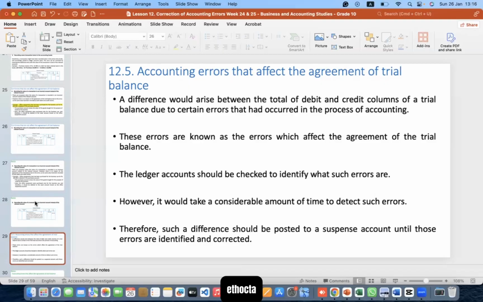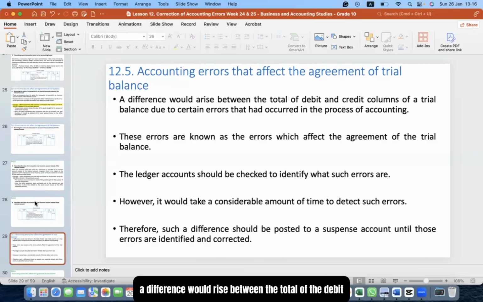Right? A difference would arise between the total of the debit and the credit columns of the trial balance due to a certain error that had occurred in the process of accounting. These errors are known as the errors which affect the agreement of the trial balance. The ledger accounts should be checked to identify what such errors are. However, it would take a considerable amount of time to detect such errors. Therefore, such difference should be posted to a suspense account until those errors are identified and corrected.